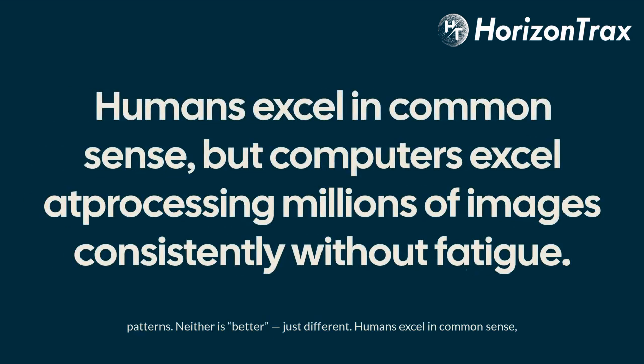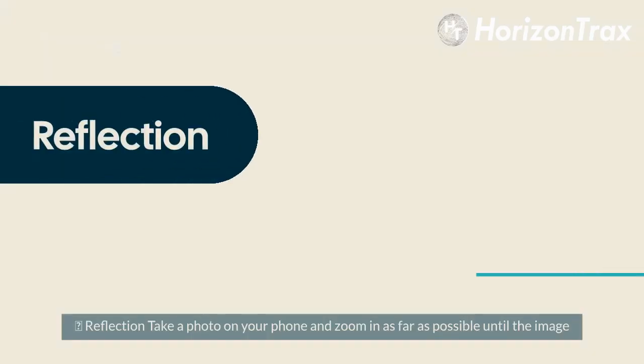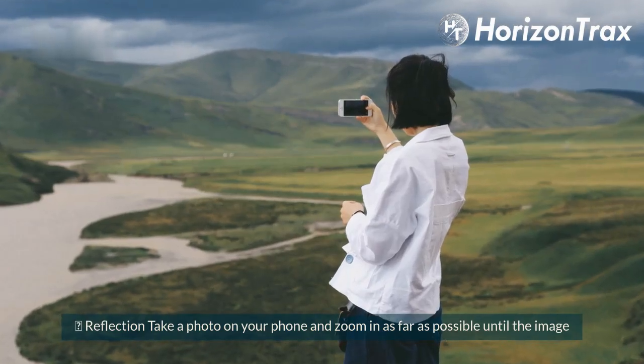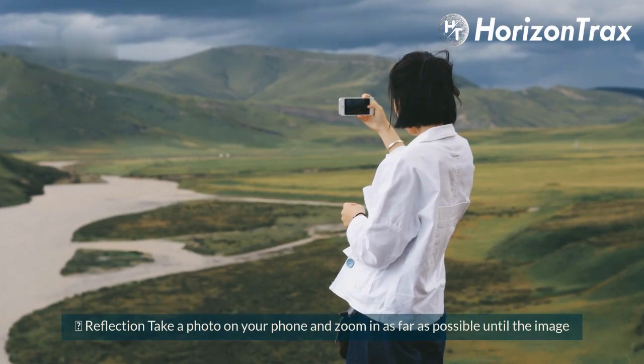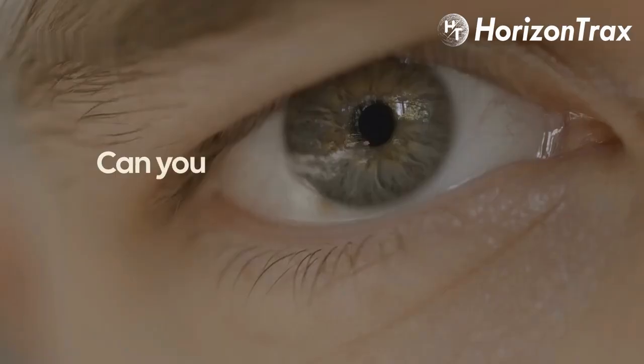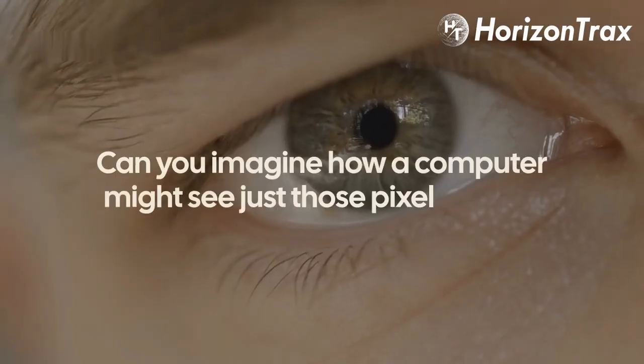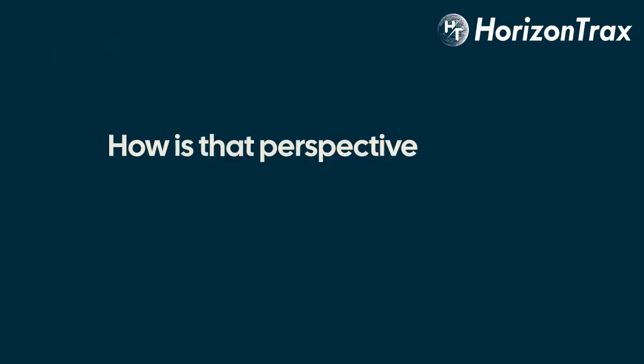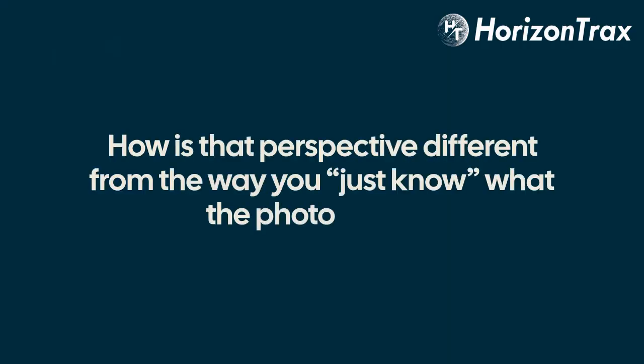Humans excel in common sense, but computers excel at processing millions of images consistently without fatigue. Reflection: take a photo on your phone and zoom in as far as possible until the image looks like little colored blocks. Can you imagine how a computer might see just those pixel values? How is that perspective different from the way you just know what the photo shows?